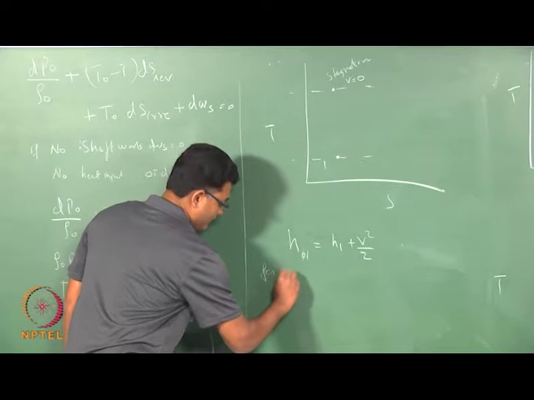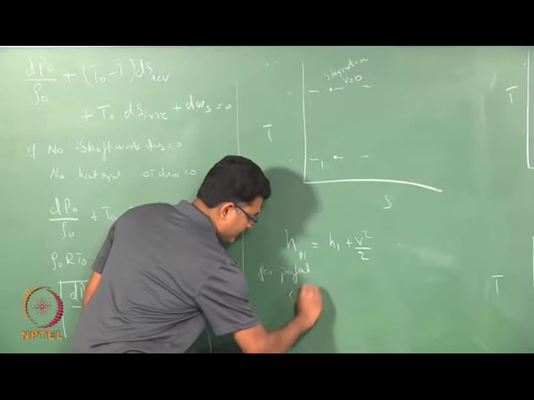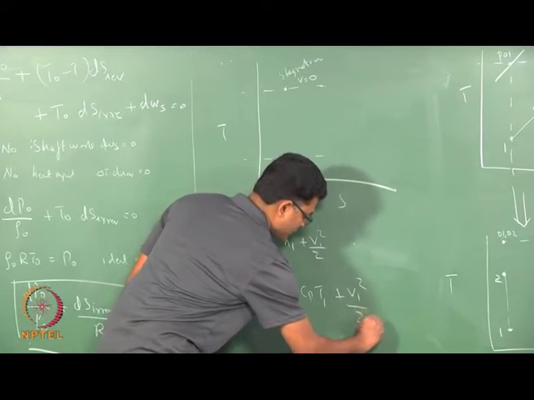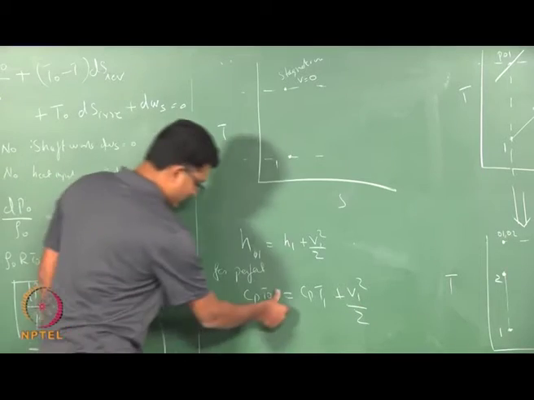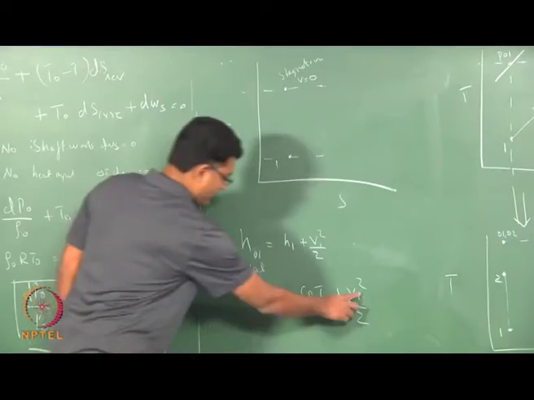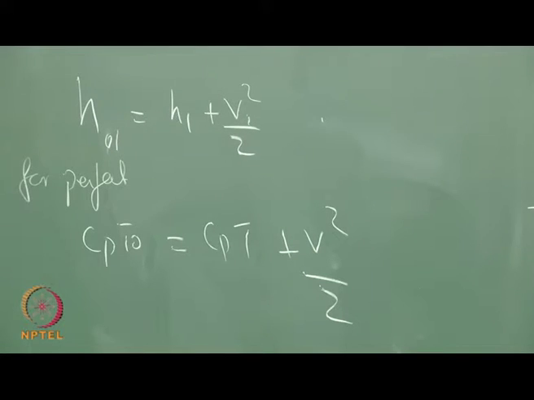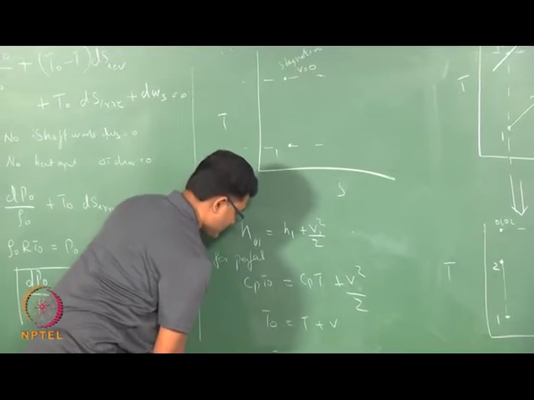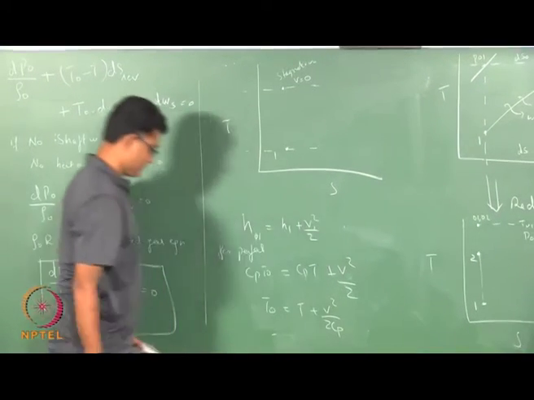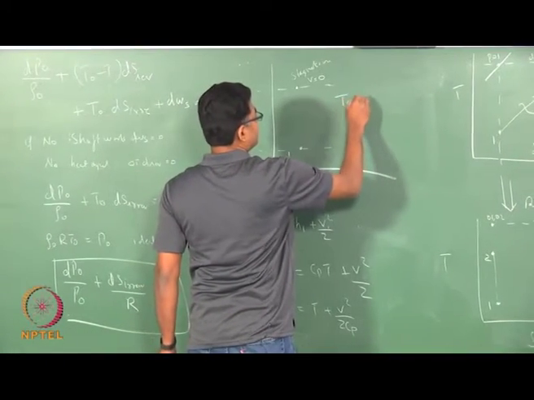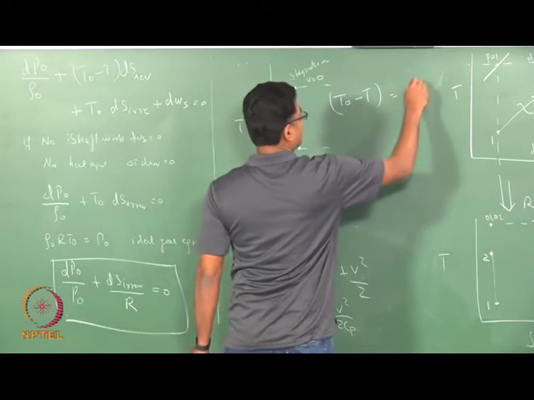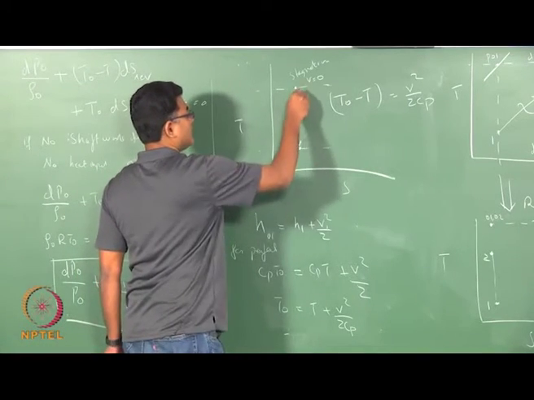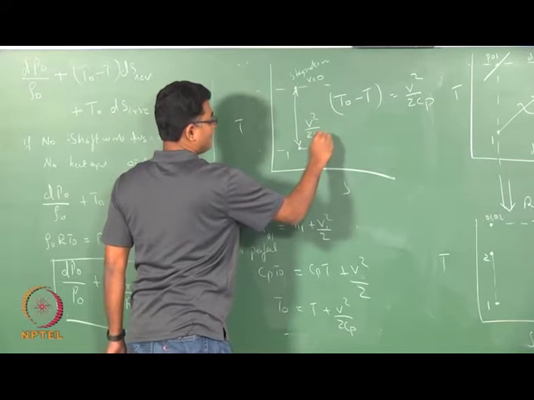Now, for a perfect gas, this is Cp T01, this is Cp T1 plus V1 square by 2. For any process, I can remove the suffix 1, for any state. So, my T0 is T1 plus V square by 2Cp, or my T0 minus T is V square by 2Cp. So, this difference here is just V square by 2Cp for a perfect gas.